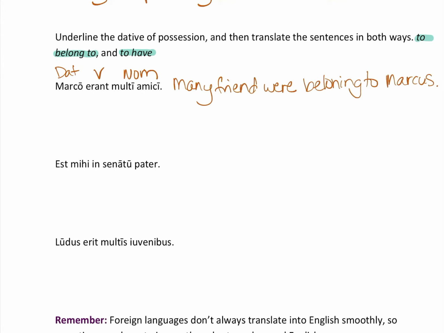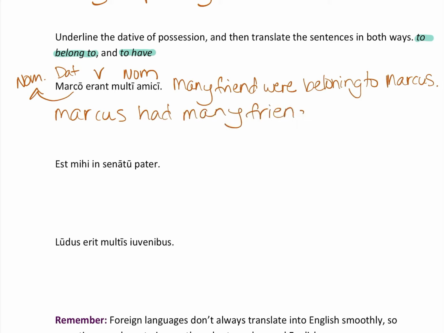Remember, we can also translate it as to have. So we're going to take Marcus and flip him, so he's going to be the subject. And we're going to translate it as Marcus had many friends. And you might say, but that's imperfect. That is correct. Foreign languages don't always translate into English smoothly, so sometimes we have to ignore the rules to make good English sense. You wouldn't want to use was, were in this sentence. Marcus was having many friends. It doesn't make any sense. So even though the verb is imperfect, we're going to use the past tense, because technically imperfect are things that at least started in the past. So we use the past tense that does make sense, which is had. In the end, it's always about being a good translator.